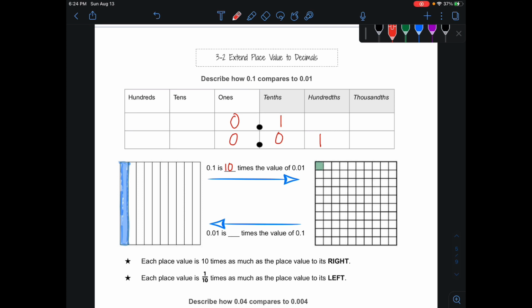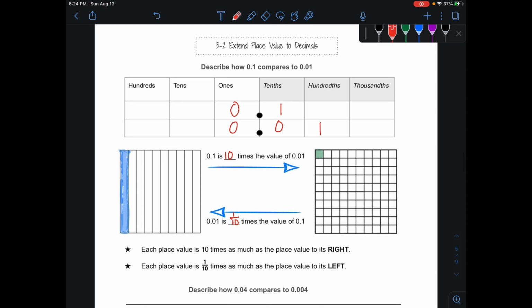And if you can recall from our previous lesson, 0.01 is less than 0.1 because it is further to the right. So it is 1/10 times the value of 0.1, right? As you could tell, this is 1/10. This tiny square over here only fills up 1/10. Okay?